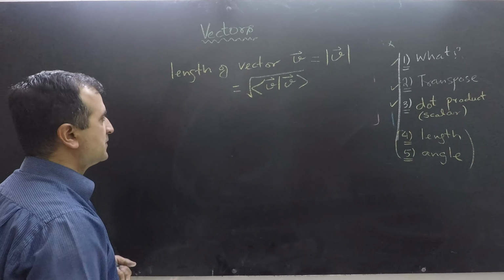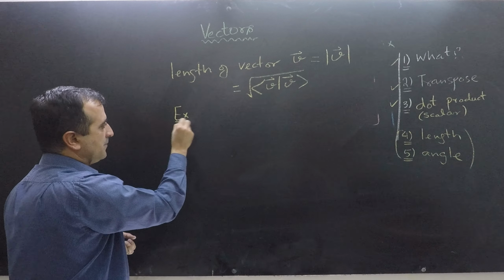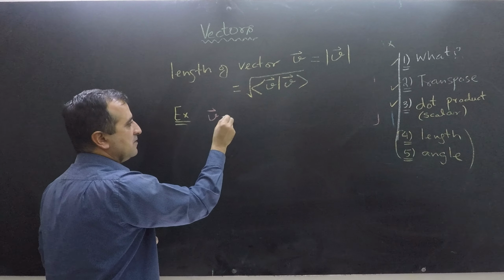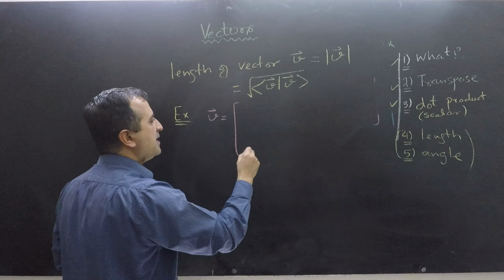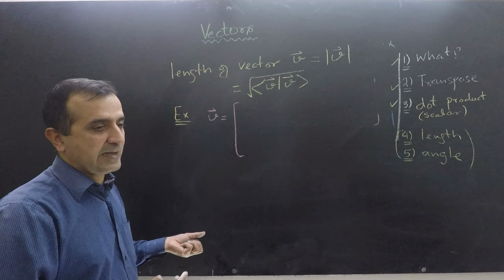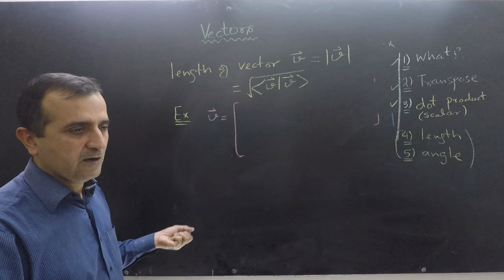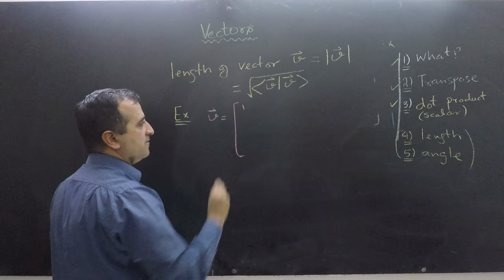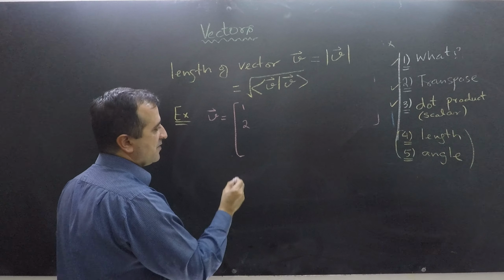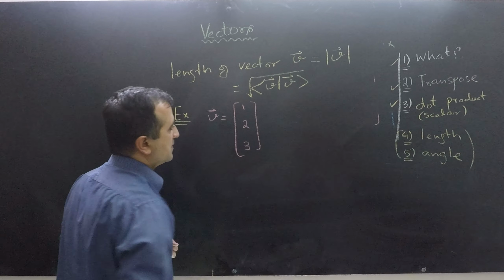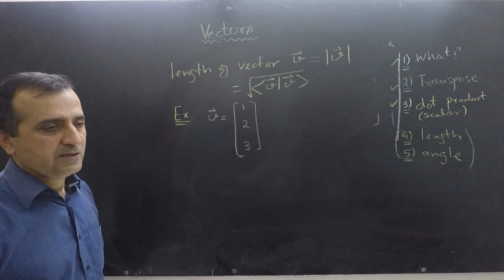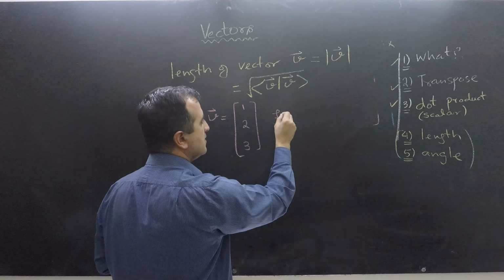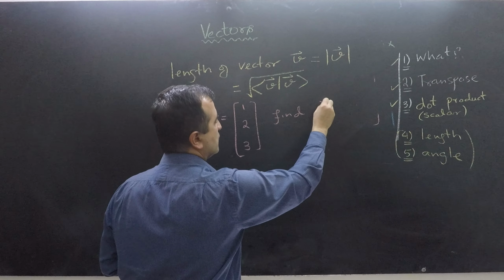Let's do an example and make it clear. In this example we have a vector v, and let's make it 3-dimensional, because we can also find the dot product of 3-dimensional or 4-dimensional vectors, right? So let's say this is a 3-dimensional vector v. We have here 1, we have here 2 and we have here 3, and we have to find the length of vector v.